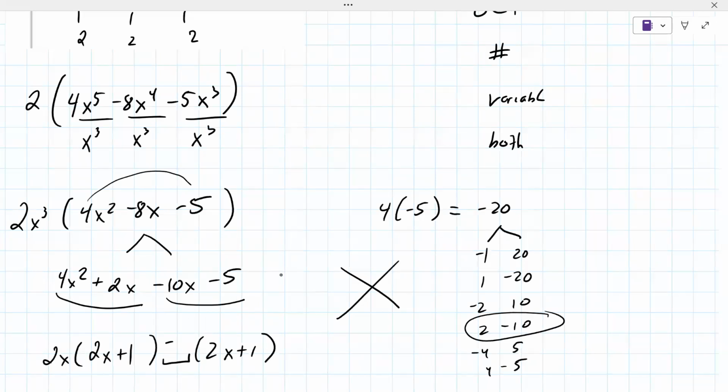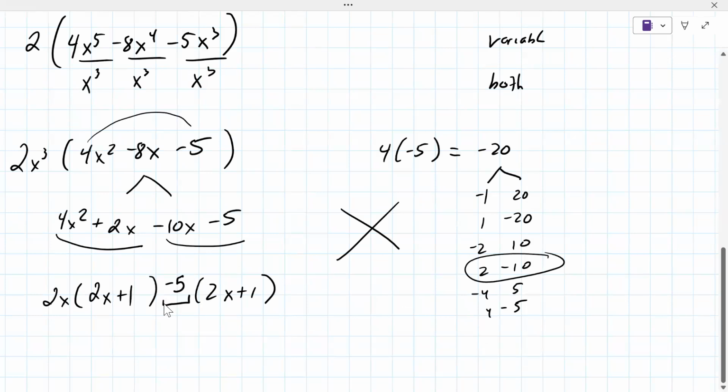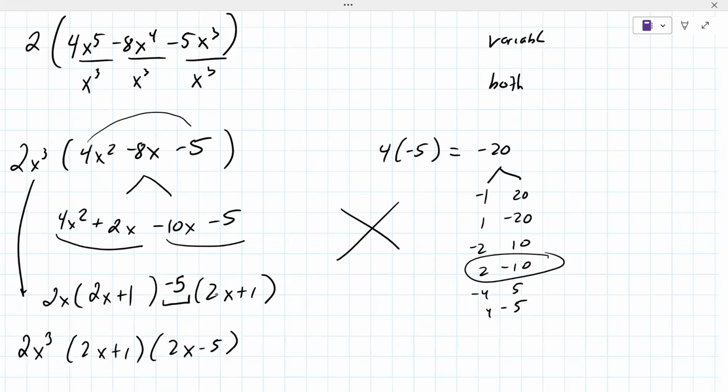Negative 5? Wait, is it right? Yes. Oh yeah, I remember now. So now, 2x plus 1, 2x minus 5, right? Yeah. But then don't forget to bring down the 2x cubed like that. Got it. And then do you want us to do 9? Yes, please. Okay.